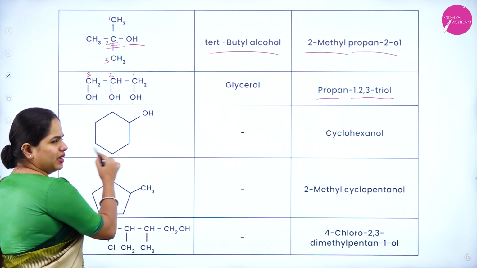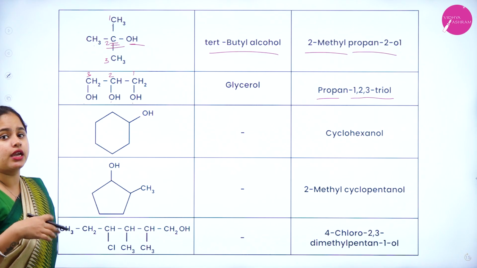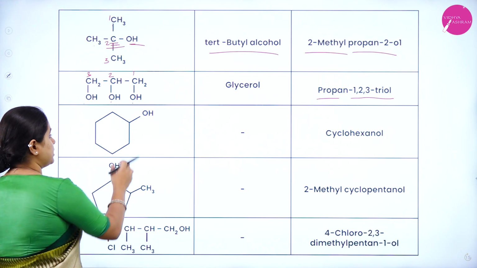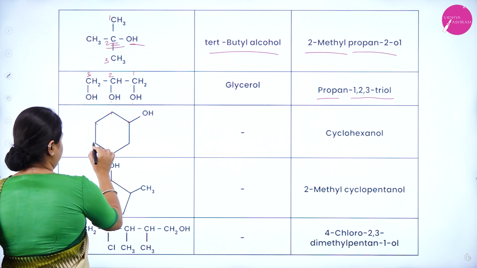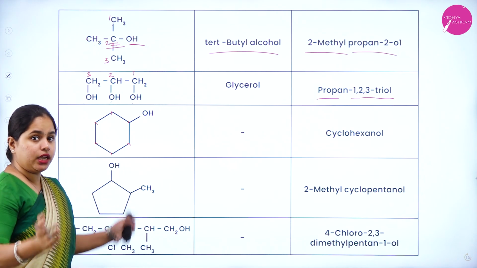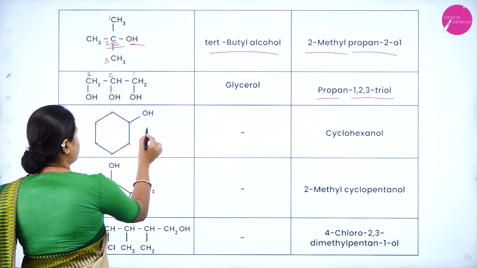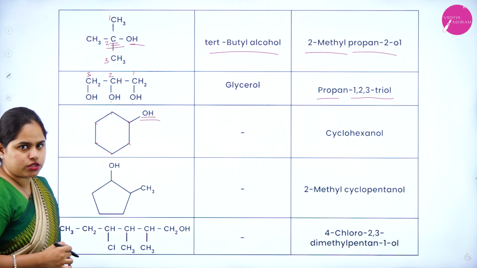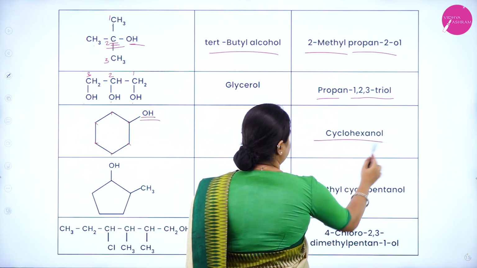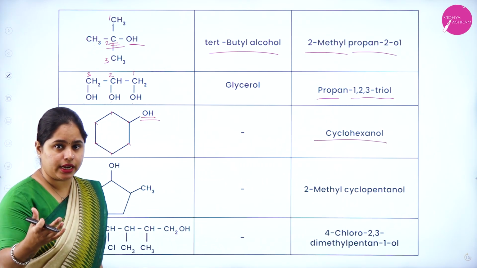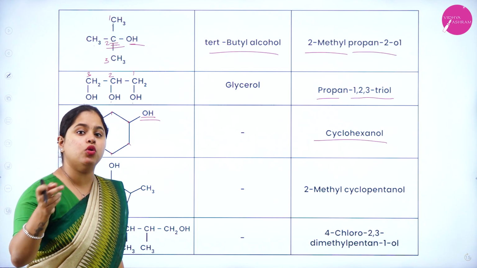The next one, is this benzene? No, it is not benzene, right? It is cyclohexane. 6 carbon atoms, 1, 2, 3, 4, 5, 6. So it is cyclohexane, and on the first carbon atom you have a hydroxyl group attached. So this is cyclohexanol. This is called cyclohexane, and instead of E you will have ol there.